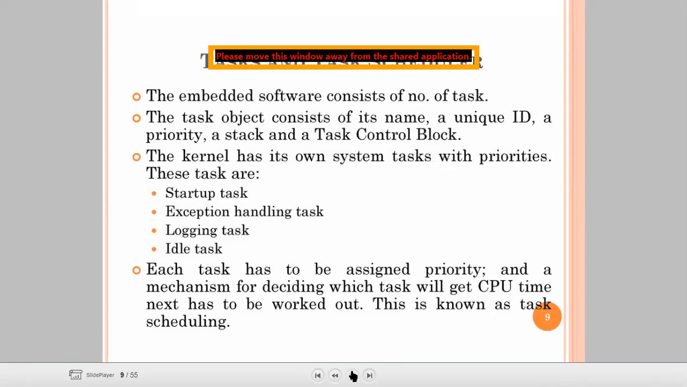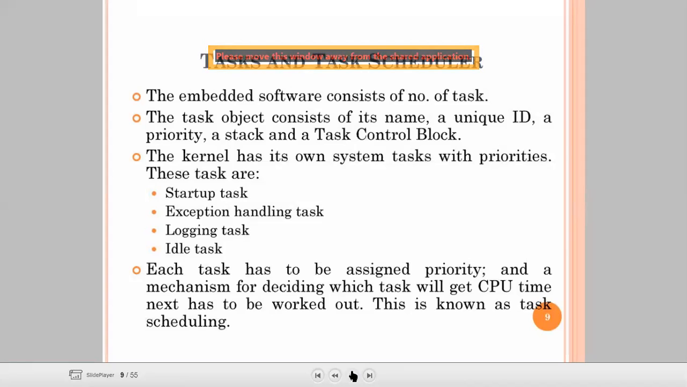The kernel has its own system tasks with priorities. These tasks are the startup task, the exception handling task, which handles any errors or exceptions that arise in between the process, the logging task, and the idle task. The idle task is a do-nothing task; do nothing is also a task.